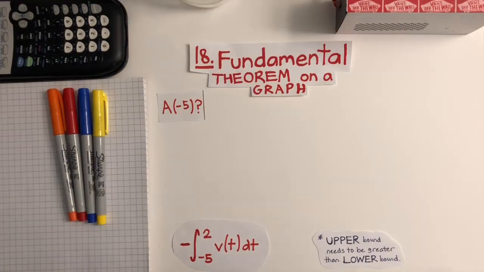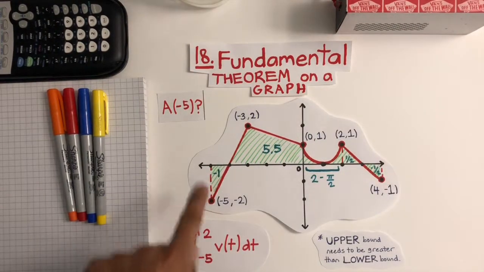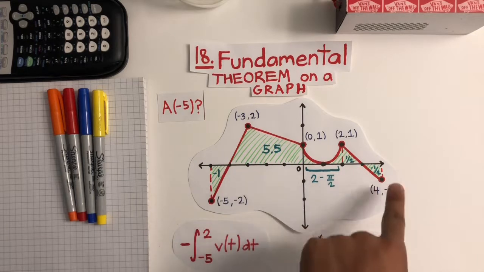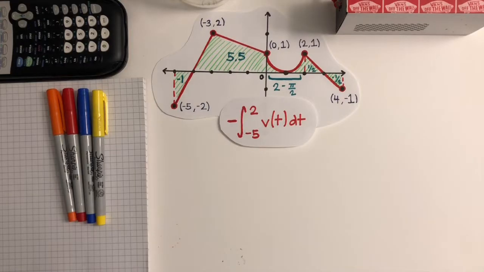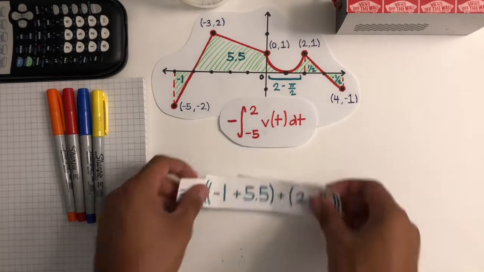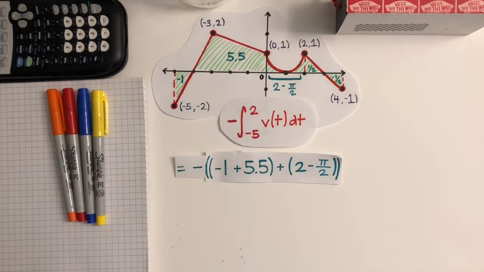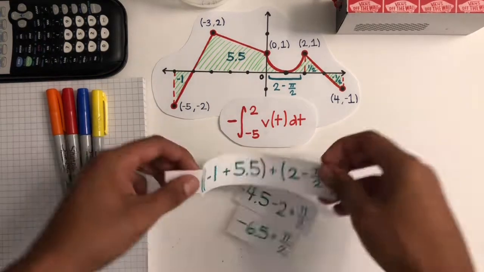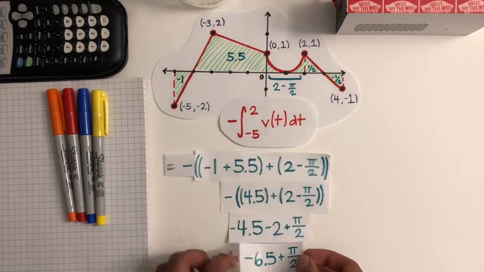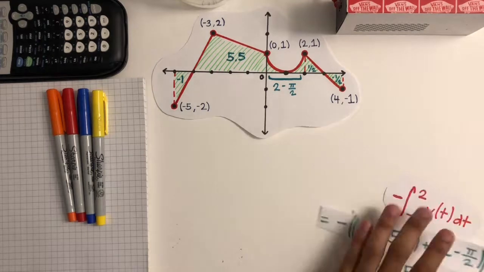Your value should equate to this, with shapes equal to -1, 5.5, half, -half, and 2 minus pi over 2. Also, remember that areas underneath the x-axis are shown as negative, not positive values. If we go ahead and solve this with algebra, you should end up with this. Don't forget the negative sign in front of the integral. In the end, we should have -6.5 plus pi over 2 as our answer.